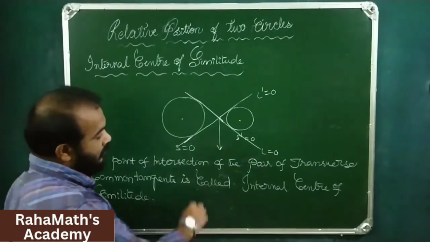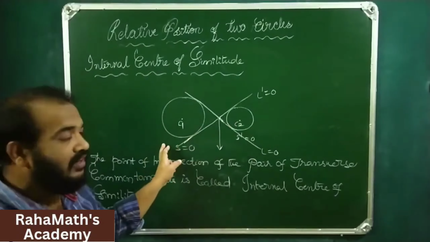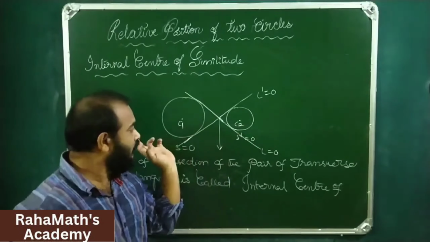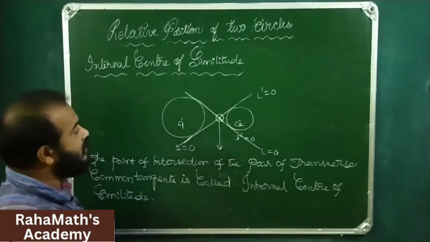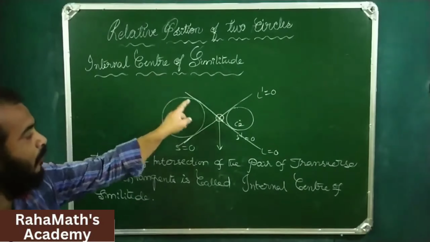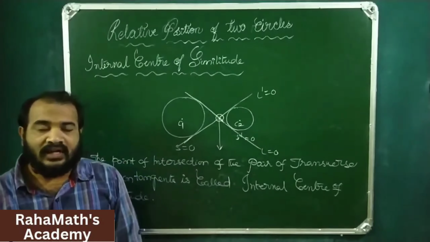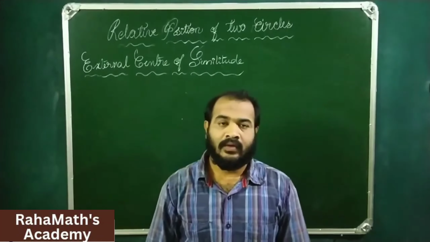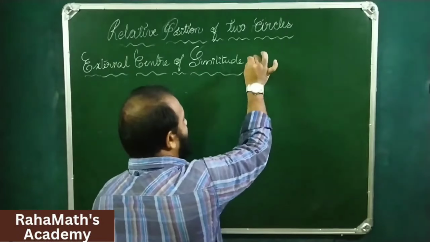So this is C1 and this is C2. What are C1 and C2? C1 and C2 are the centers of the two circles. So what is this? This is the internal center of similitude. The point of intersection of two transverse common tangents is called the internal center of similitude. Now the next topic is the external center of similitude.